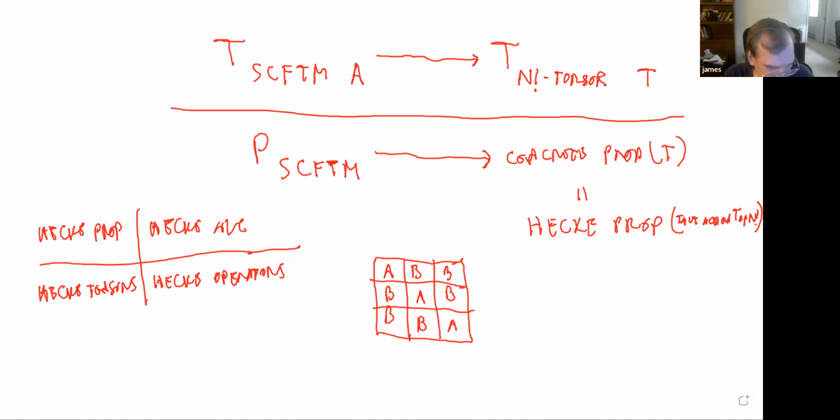Okay. Okay. And so depending on how you feel about this sort of thing, it's sort of a fun combinatorial problem, trying to calculate explicit bases and do explicit dimension numerology for these bases for the Hecke prop.